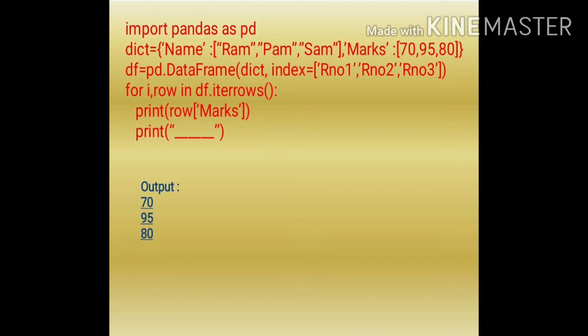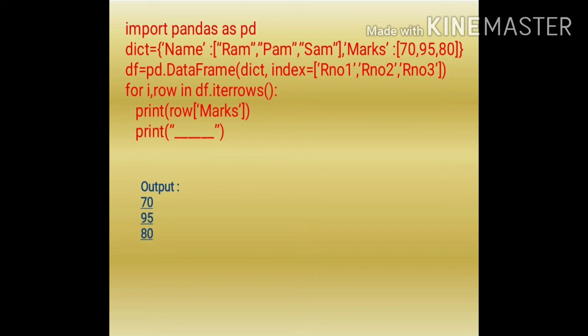So what will come in the marks column? Different marks 70, 95 and 80. So 70, 95 and 80 marks are displayed in that particular column, whose name is marks. So whatever column name you want, you just have to write the heading of that column in the square brackets and then use row. This row will give you output from all the rows of that particular column. Now see, for i, row in df.iterrows(), print row marks.